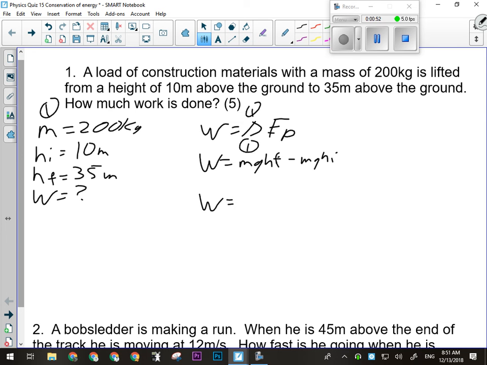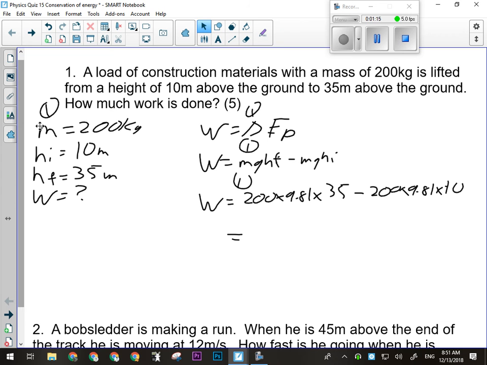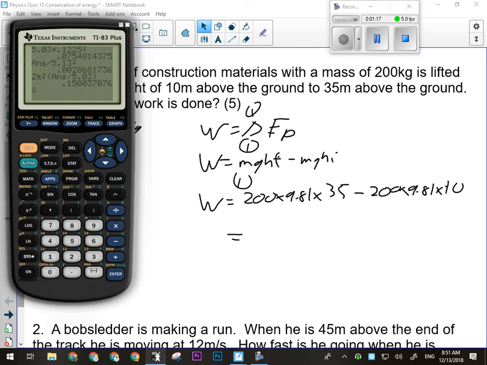So that'll be 200 kilograms times 9.81 times 35 minus 200 times 9.81 times 10. Or you could do it in 1 step. Yeah, you could subtract them and just do it times 25. It would work out. Give them a mark for that step. That's 4 marks.